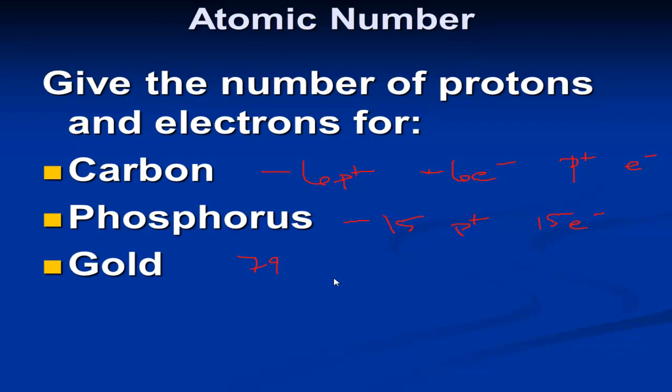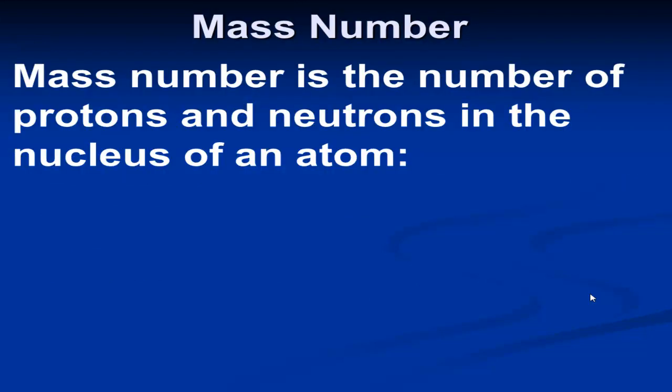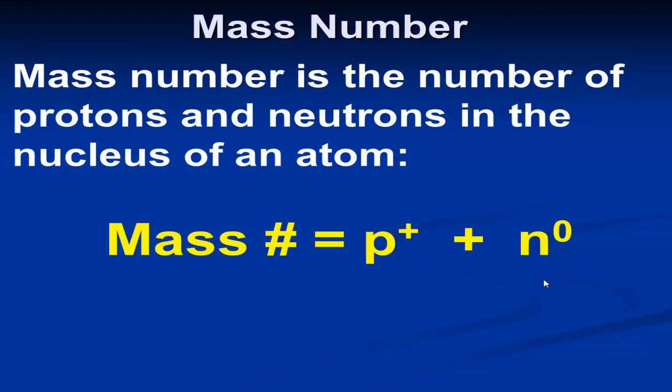You can also use this to go in the other direction. If I want to find the element that has 8 protons, the element with 8 protons is oxygen. So this works backwards and forwards. If you know the number of protons, you can figure out the element. Now, the mass number is the number of protons and neutrons in the nucleus of an atom. So this is your symbol for neutrons, with a little 0 at the top because it has no charge. With this formula, we can pretty much figure out anything we want, because we also already know that the protons are equal to the electrons.